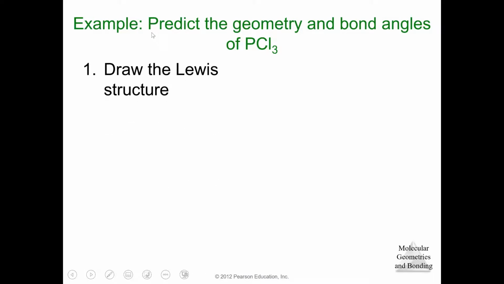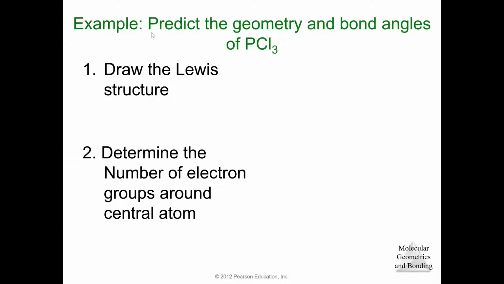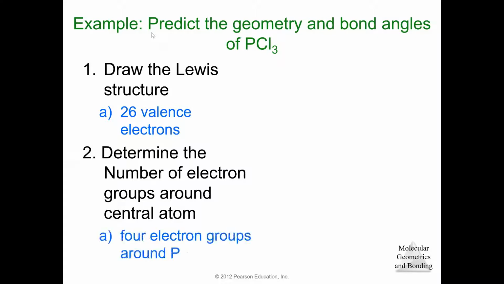Let's see. All right. First we do the Lewis dot structure, then we determine the electron groups. To do the Lewis dot structure, you count the number of valence electrons. All right. Is that the Lewis structure you came up with?